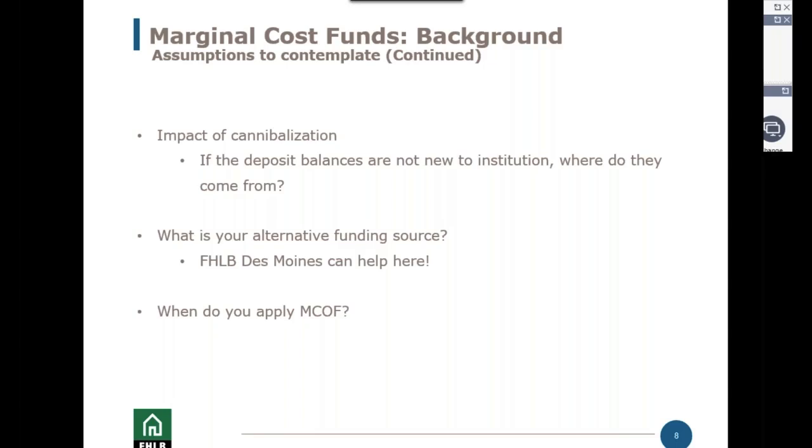When you're buying a car, you compare cars. You compare a Chevy to a Ford. It's the same way if you're raising deposits retail. You're going to look at what your alternative funding sources are, and you're going to compare the two at the margin. So the question arises, when do you apply marginal cost of funding?